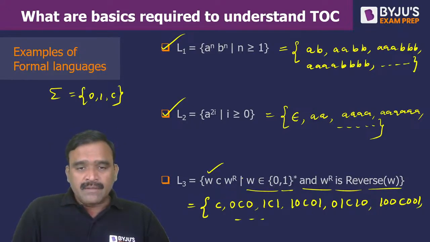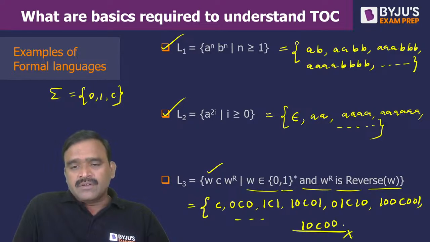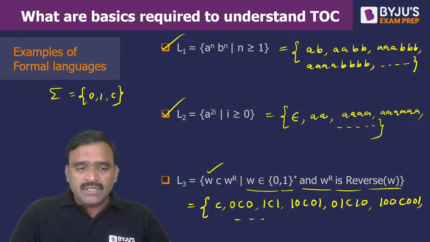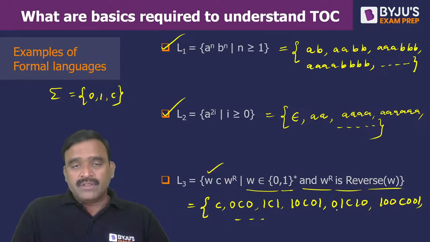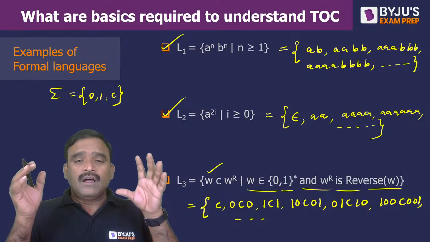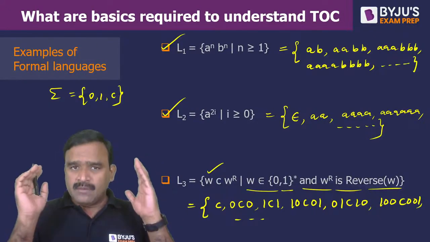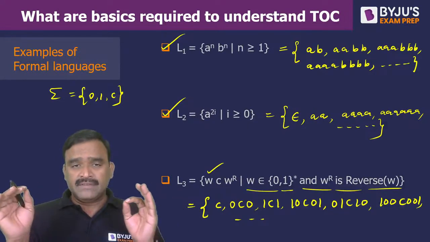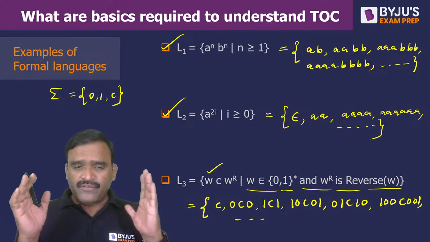For example, if we take a string like 10c00, it is invalid because 00 is not the reverse of 10. So only valid strings we will consider. If you construct a machine or a grammar, only valid strings should be accepted without missing any, and all invalid strings should be rejected. That is the prime goal here. So that is the reason, in the theory of computation, to understand formal languages and automata theory better, you should have knowledge about languages and their valid and invalid strings. That is the first and foremost thing.